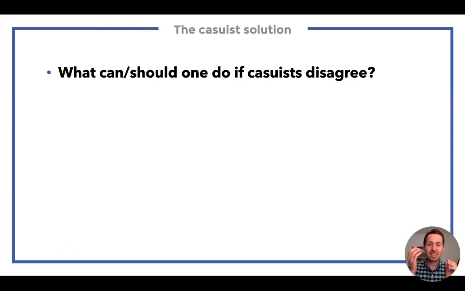Now, not everyone's going to agree with the casuists' verdict, right? Casuists are going to disagree among themselves about what the appropriate verdict in the case should be. So what do we do in those cases? You can see how there are going to be different answers to this question, right? It's a live philosophical question today. What do we do when experts disagree?